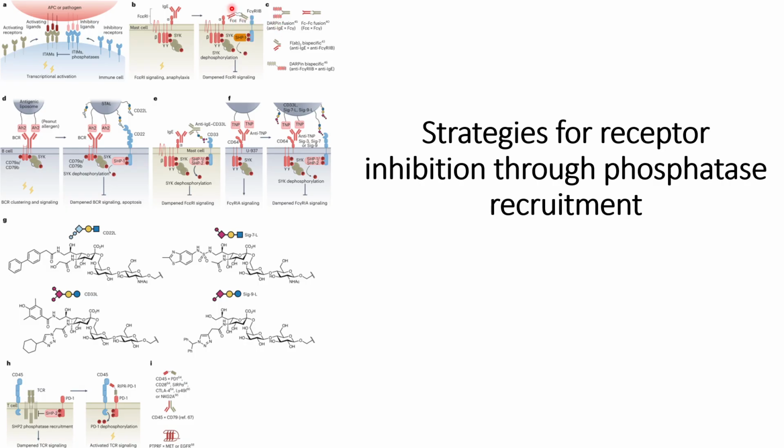Some of the other alternatives are shown in panel C, where they can use DARPin fusions, that is anti-IgE and FC gamma, so instead of FC, they use anti-IgE or FC epsilon or FC gamma, which is shown here. They can also use bispecific antibodies with Fab, anti-IgE and FC gamma R2B, or DARPin bispecifics, that is anti-FC gamma R2B and anti-IgE. These are some of the other alternatives that can be used in place of this.